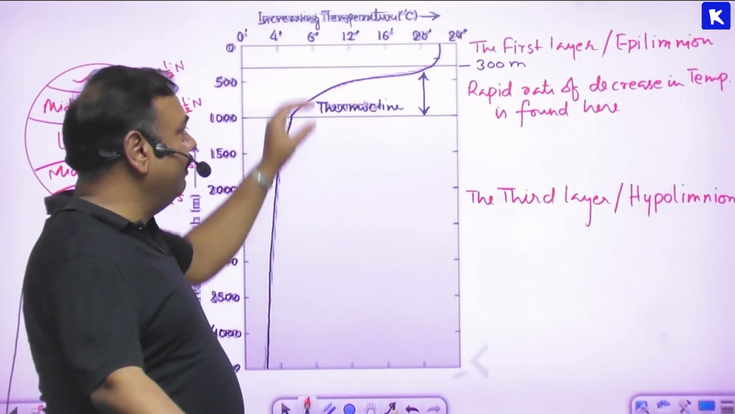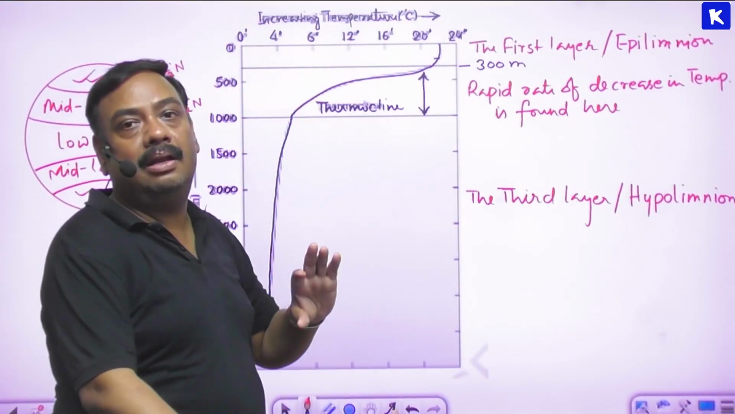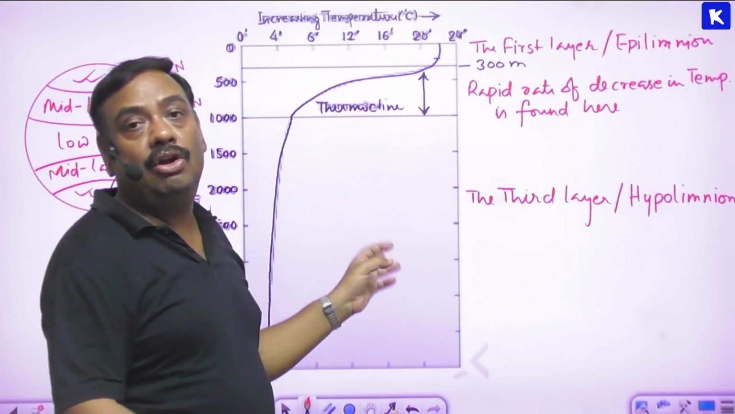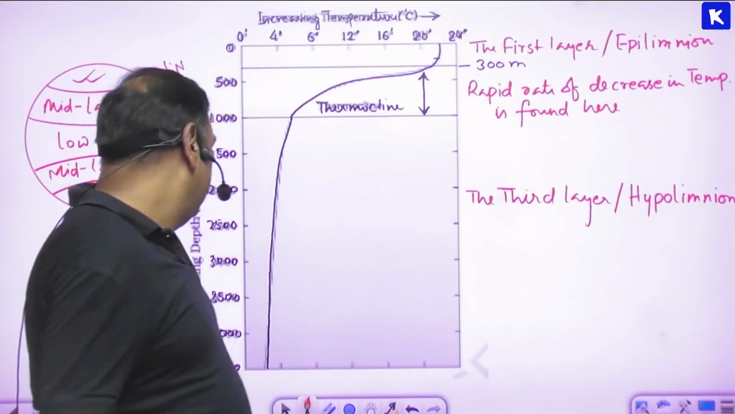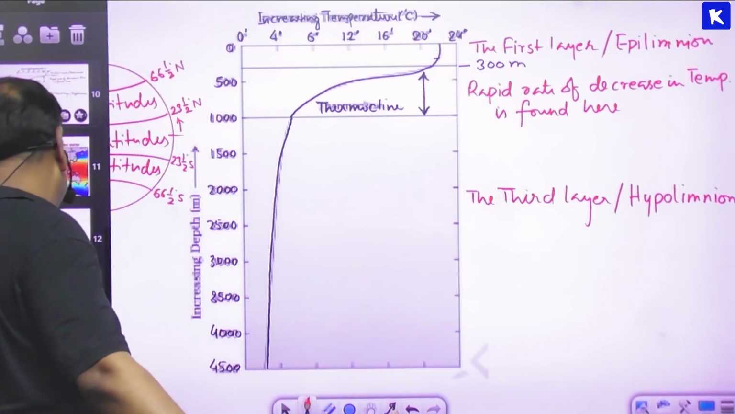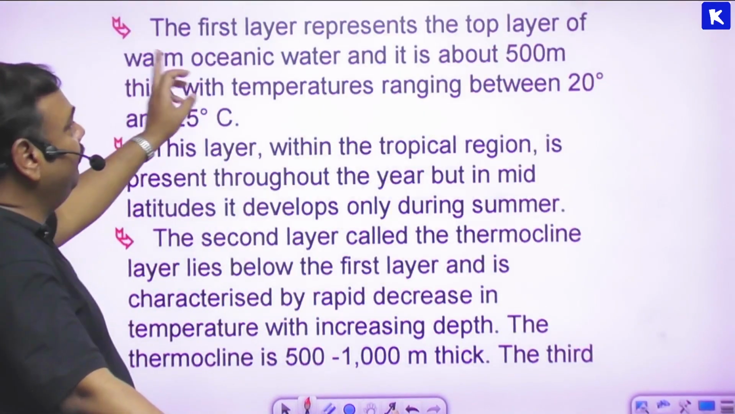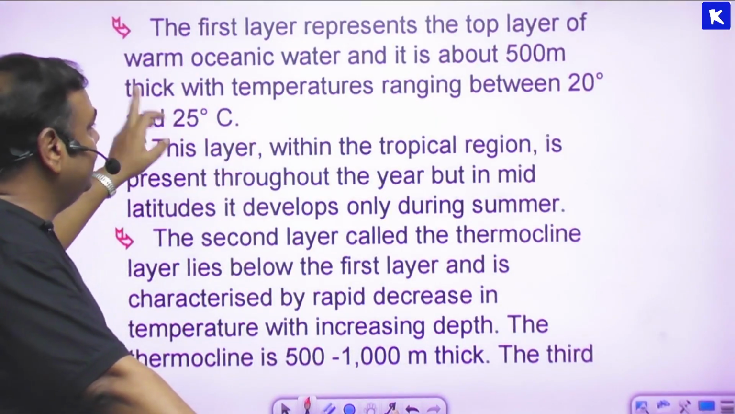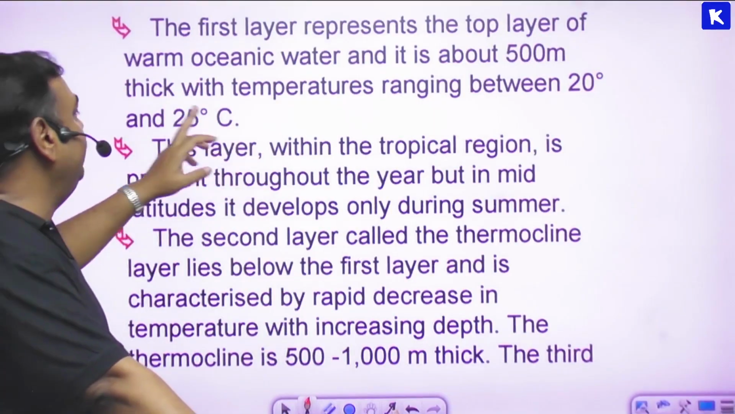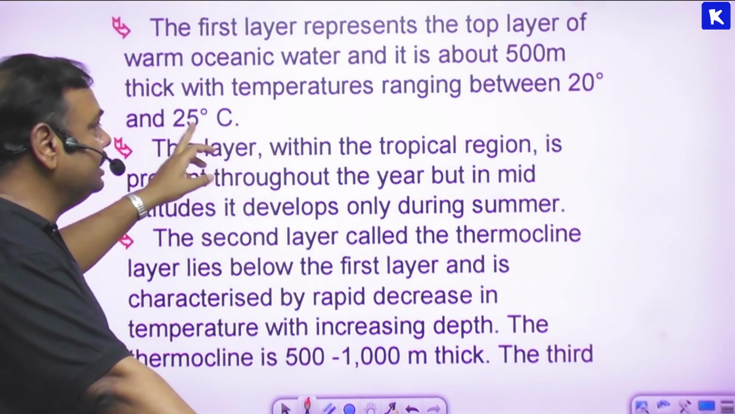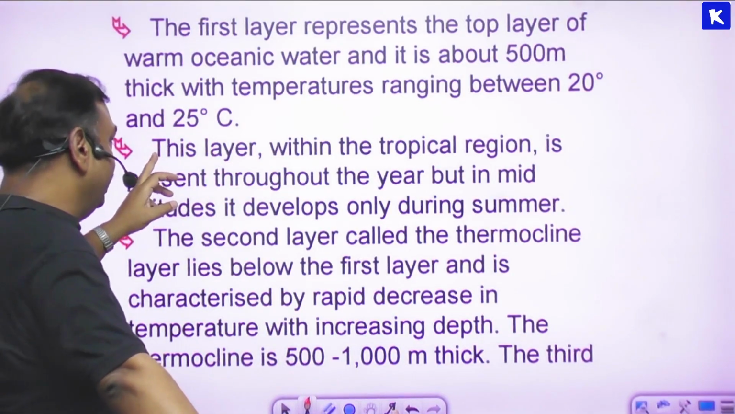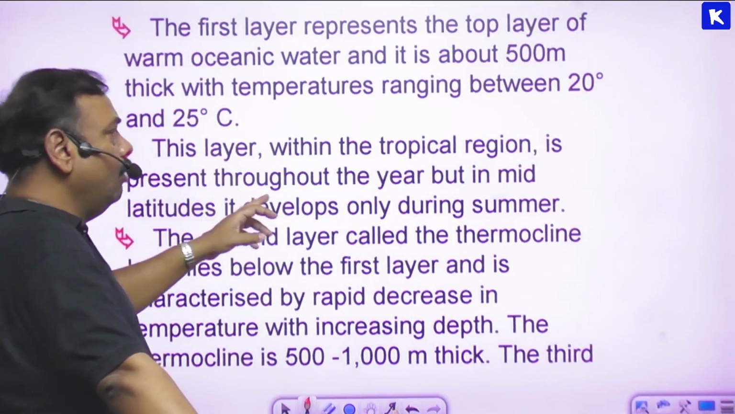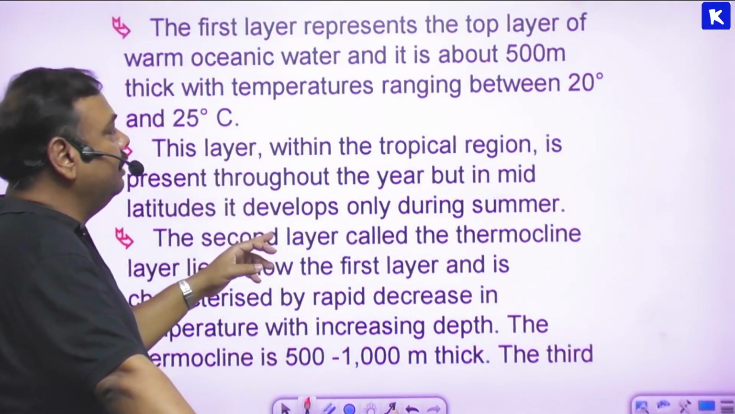So if the first layer is formed anywhere, it is followed by the second and third layer. That is the meaning of that line. So if this line is saying that the first layer represents the top layer of the warm oceanic water, about 500 meters thick with temperatures ranging between 20 degrees Celsius and 25 degrees Celsius. Again, read further. This layer within the tropical region is present throughout the year, but in mid latitude it develops only during summer.